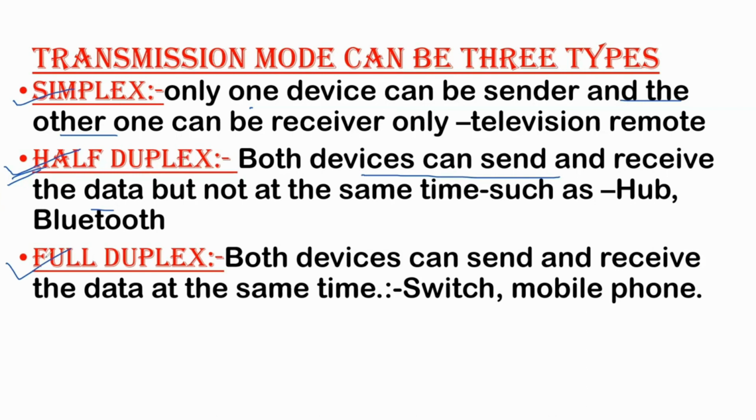And the last transmission mode is full duplex. Full duplex means both devices can send and receive data at the same time. A good example is the mobile phone. In a mobile phone we don't use any code like over and out. Both devices can just send data at the same time.